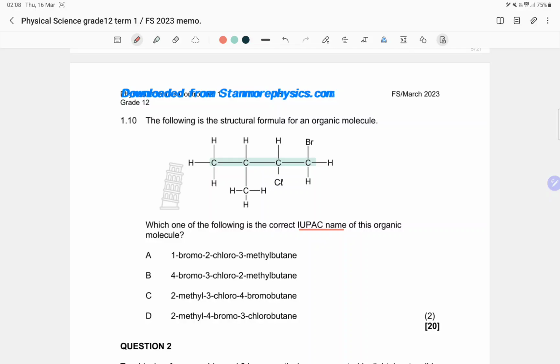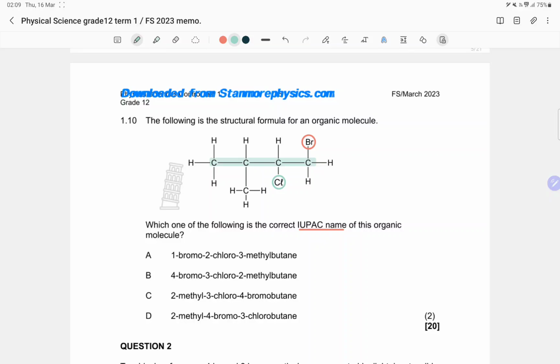All right. The next thing is, how do we number? First of all, what is this? These are all single bonds, so it's a saturated compound. Okay. We have this bromide ion, and we've got this chloride ion here. So now these ones are halides. So this makes it a haloalkane.